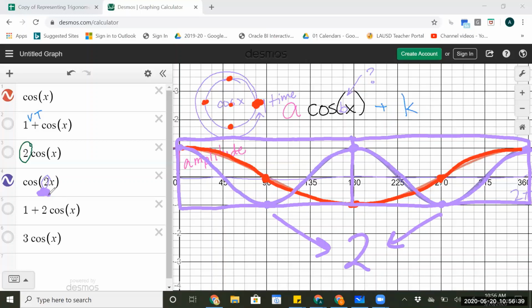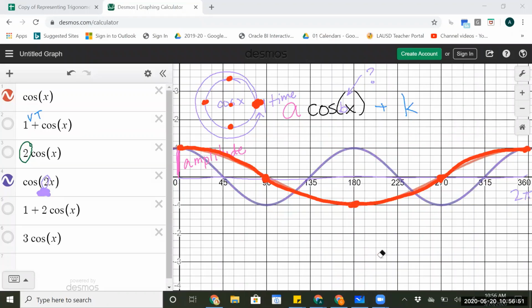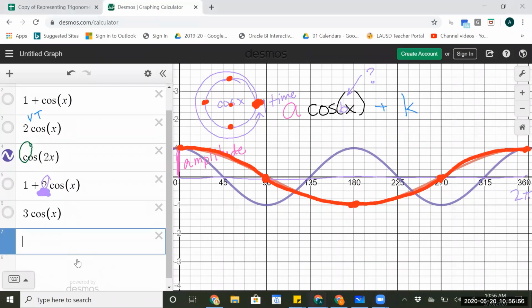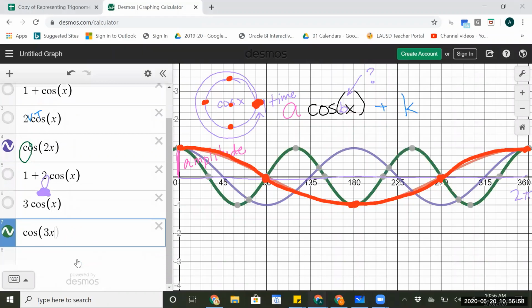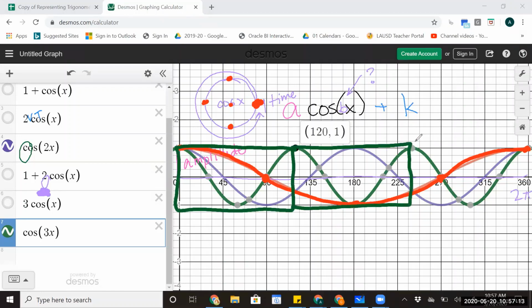Let's confirm our suspicions by trying out maybe a cosine 3x. So let's see what happens when we have a cosine 3x. Down here, I'm going to type into Desmos cosine 3x. And again, we're going to go through this and check how many cosines do I have. So I've got 1 here, a second one, and a third one.